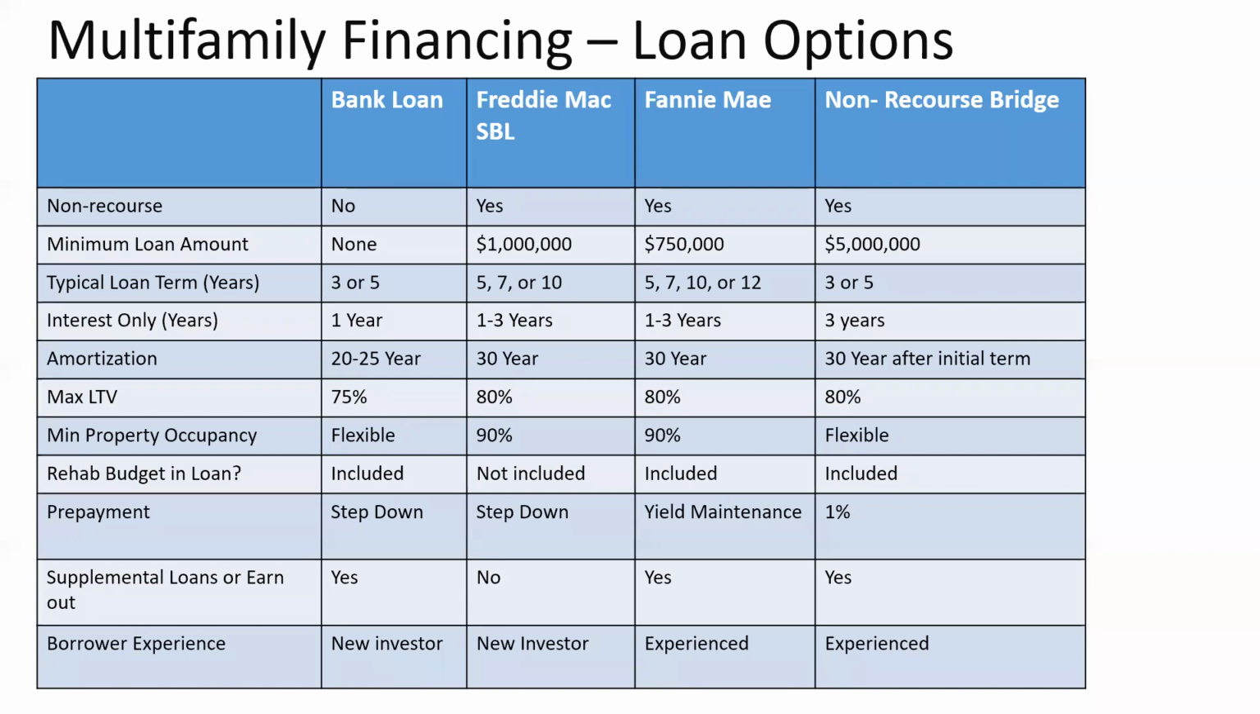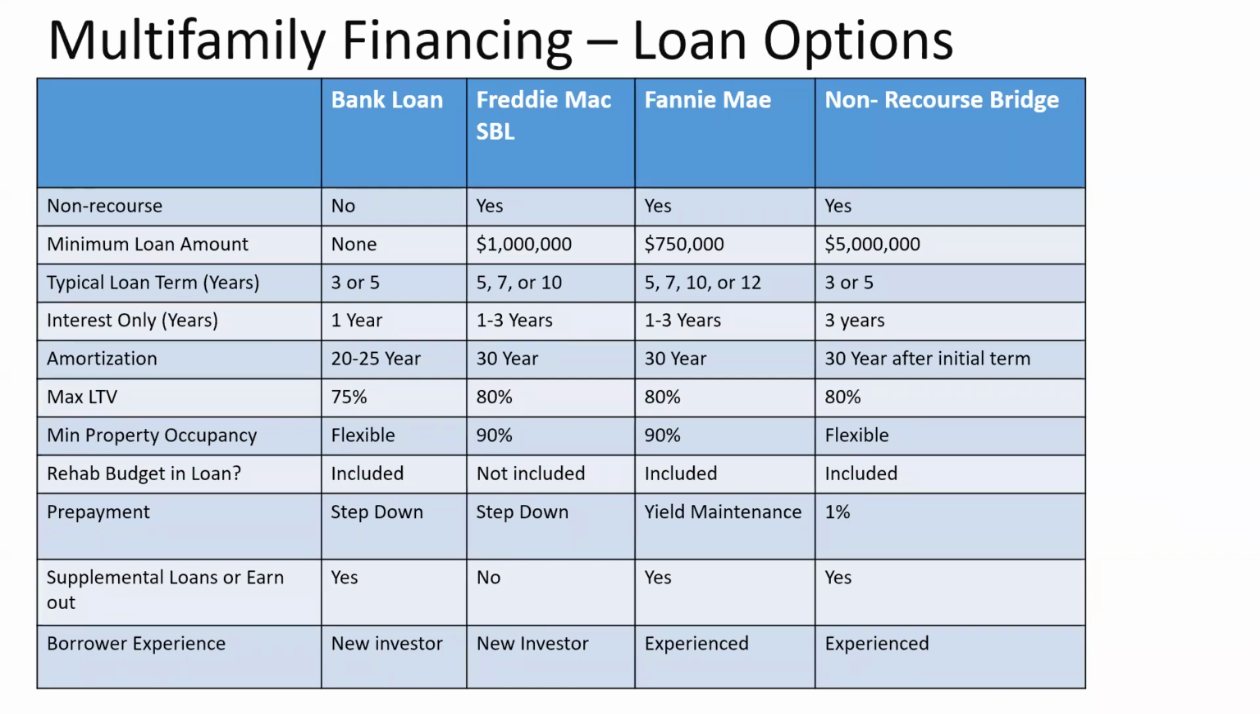These recourse bank loans are typically 3 to 5 years, 1 year interest only, and then 20 to 25 year amortization. The max LTV is typically 75%. The occupancy is flexible, and a lot of new investors will use this loan as they get started.